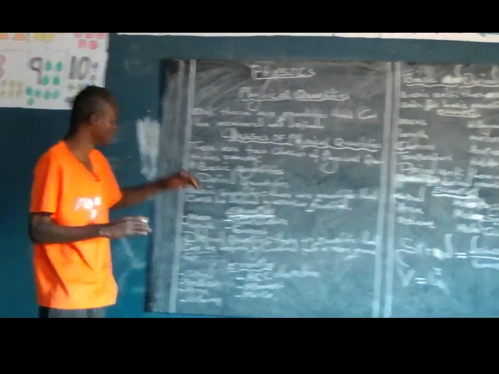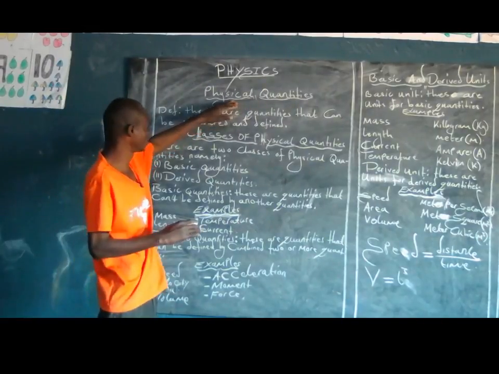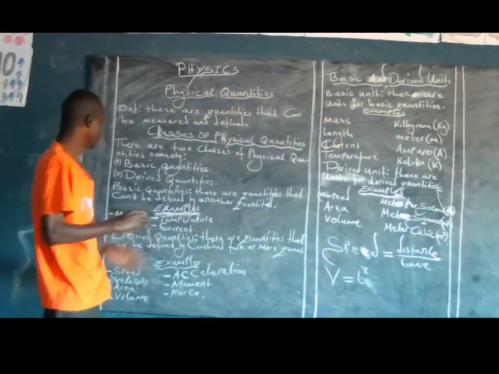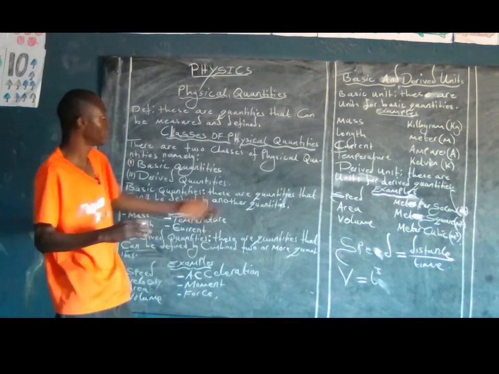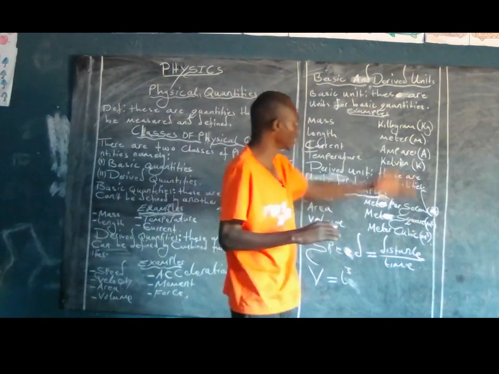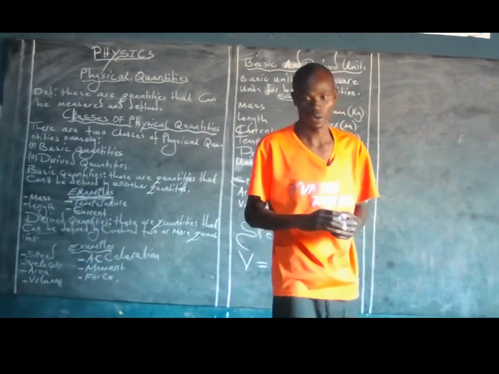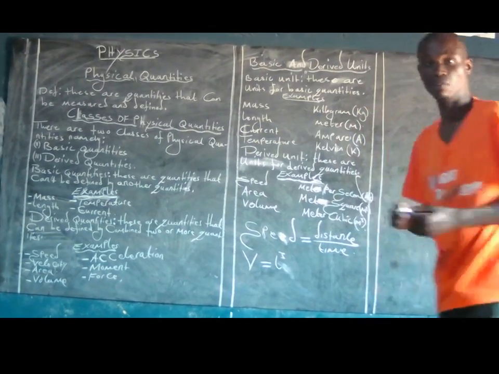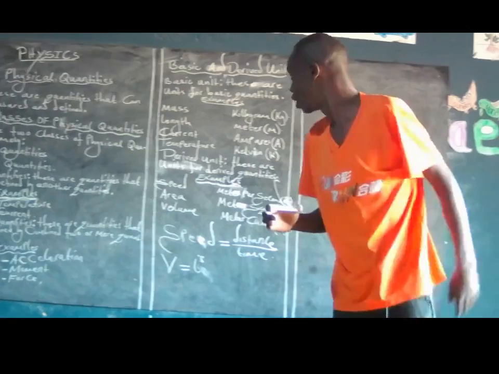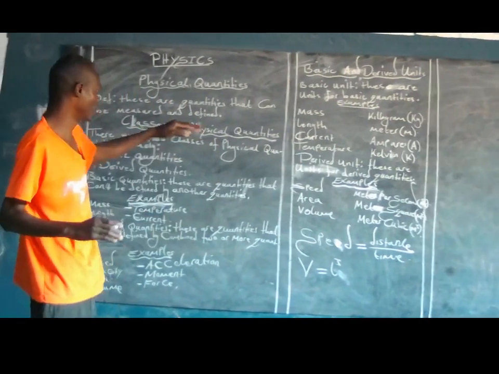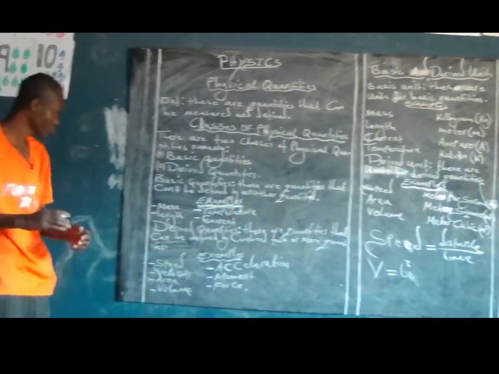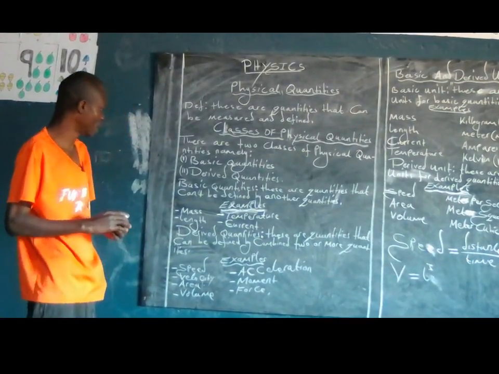So this is to do with physical quantity. Then we have also talked about the classes of these physical quantities. Then we have also talked about basic and derived units. Okay, see me in another video, when I'll be talking about the next topic.